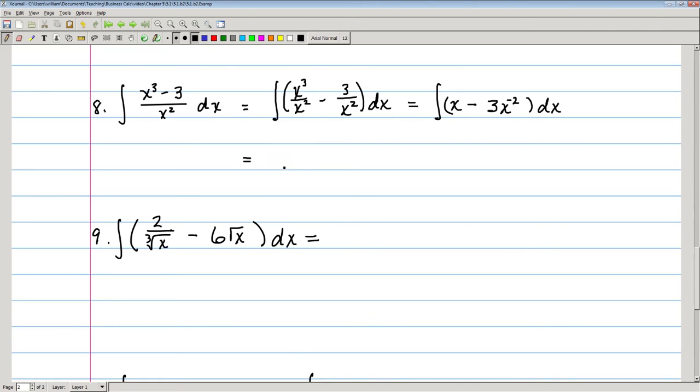Let's go ahead and do this the way we did before. We have a 1 power here, so we would increase the power by 1. 1 plus 1 is 2, and divide by the new exponent. Minus 3 times, we would increase the power of x to the minus 2 by 1. Minus 2 plus 1 is negative 1, and divide by the new exponent, plus c. So it looks like what we have here is 1/2 x squared, minus a minus is plus, 3 x to the negative 1, plus c.